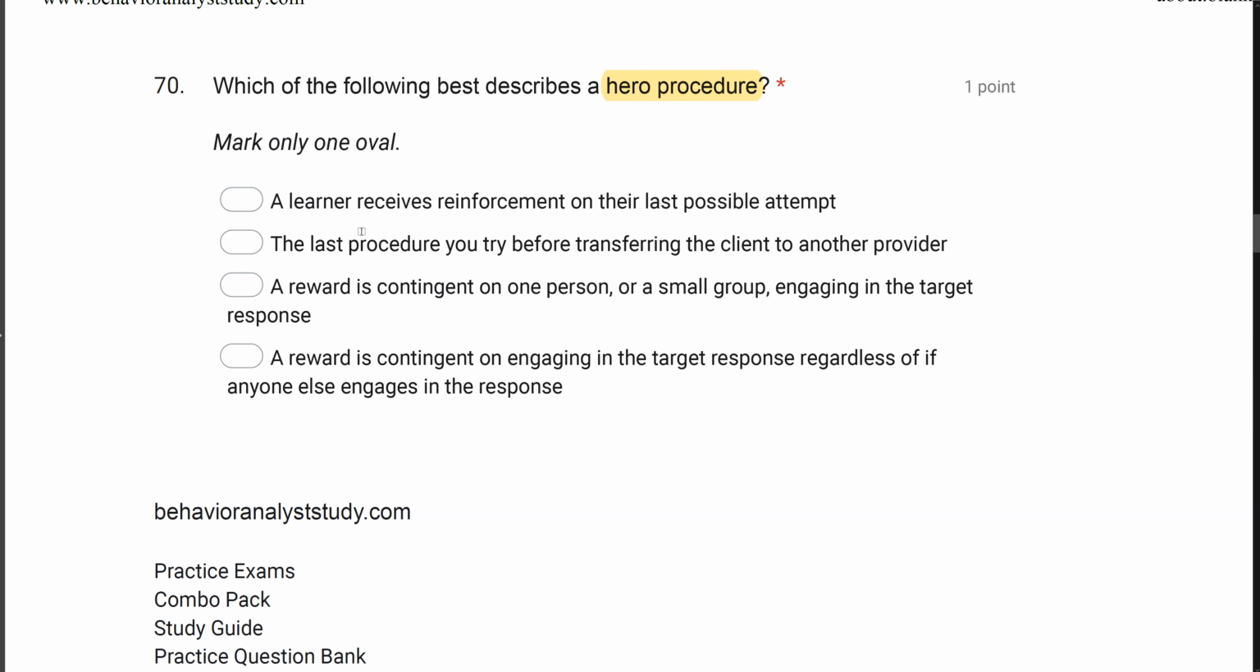So a hero procedure is A, learner receives reinforcement on their last possible attempt. No, that's not a group contingency. B, the last procedure you try before transferring the client to another provider. No, not a group contingency. C, a reward is contingent on one person or a small group engaging in the target response. Yes, this is what we're looking for, right? This is a hero procedure. And then D, a reward is contingent on engaging in the target response, regardless of if anyone else engages in the response. That would be an independent contingency, where you're looking for a hero procedure or a dependent contingency. So C.